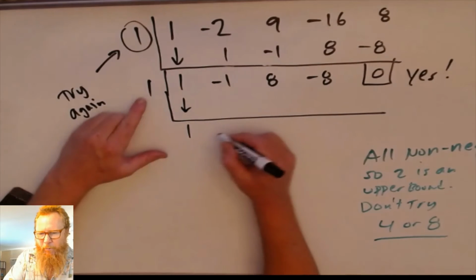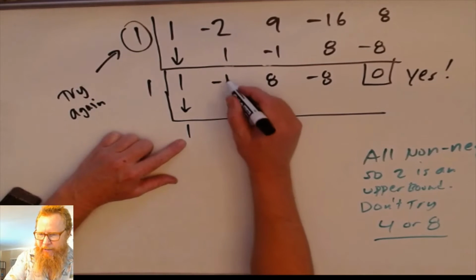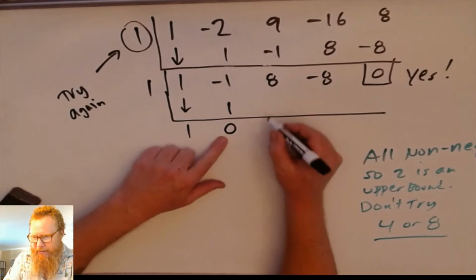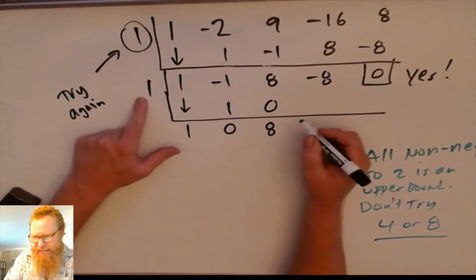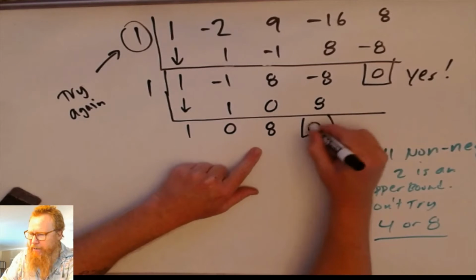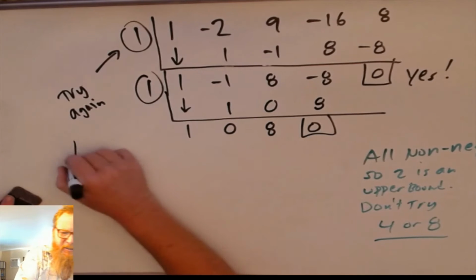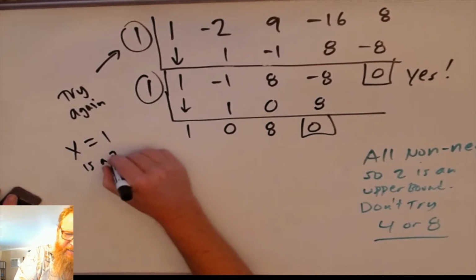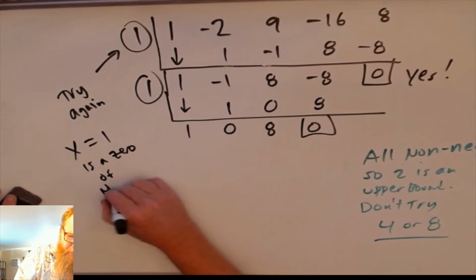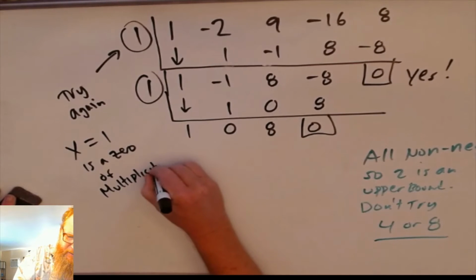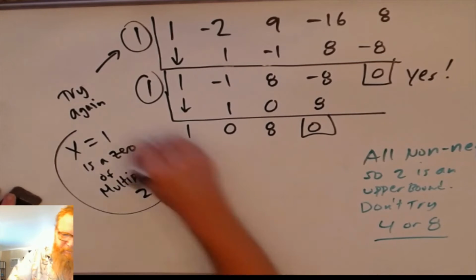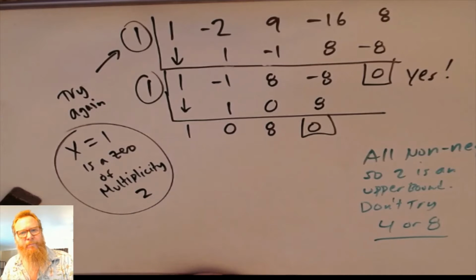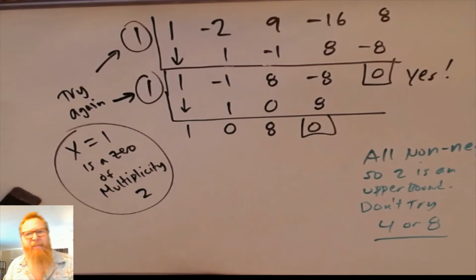So bring down the 1. 1 times 1 is 1. That's 0, 0, 8, 8, and what do you know? It works again. So x equals 1 is a 0 of multiplicity 2. All right, the same value worked twice.